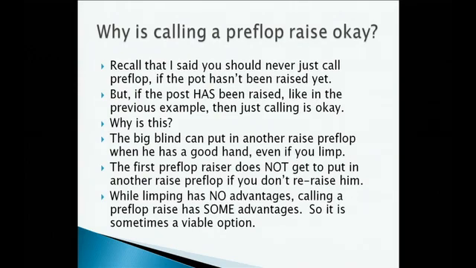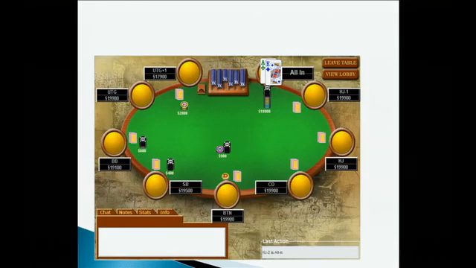The reason why in the first case there's no real advantage to not raising, just calling, is because the big blind, if they have a good hand, can still raise anyway. So it doesn't matter. But in this case, there is a huge incentive to not re-raise, right? What is the huge incentive here?